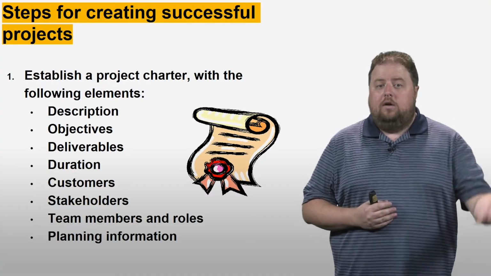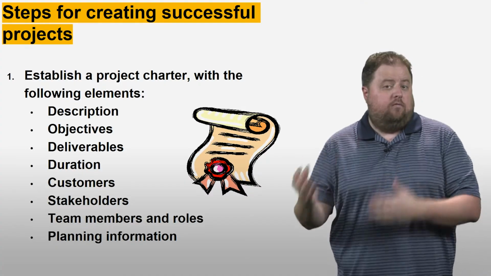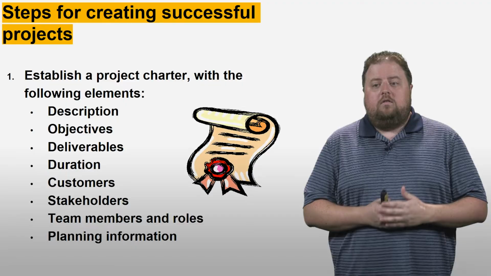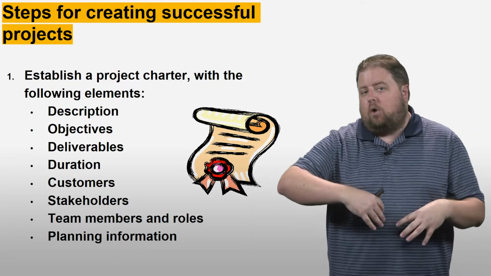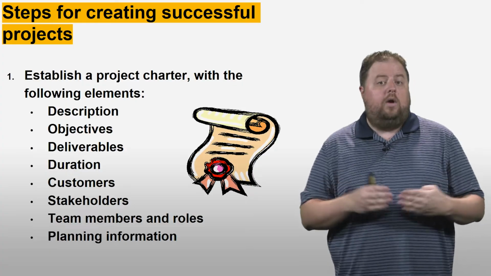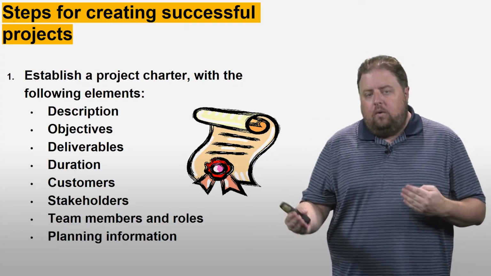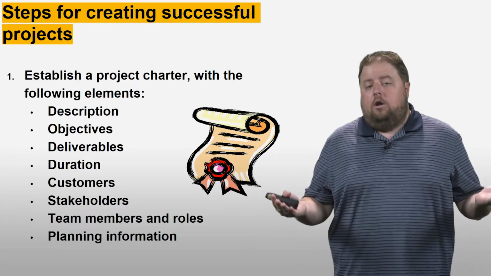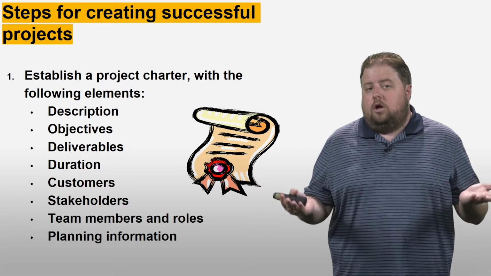We need to know what deliverables we're outputting. Is it a software tool? Is it a document? Is it some sort of internalized process? We need to make sure we have defined these deliverables clearly so that when we are done with the project, we know we've met everything. We also need to know the availability of time. This is usually called duration.